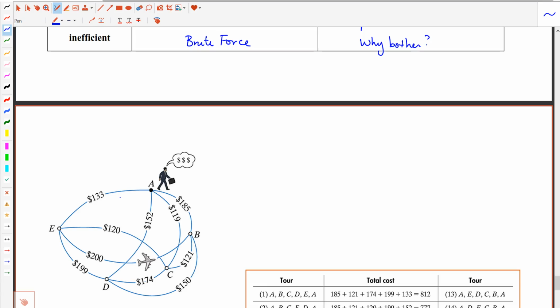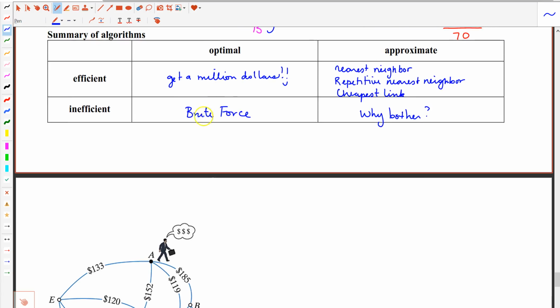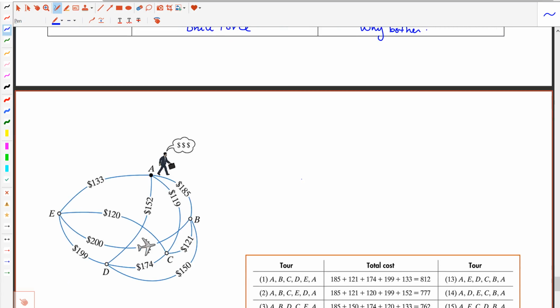Okay, so we only covered 3 algorithms, now technically 4: 3 approximate and 1 optimal but inefficient algorithm. But there are even other ones than that, and obviously all of the other ones fall into this category up here, where you can get through them rather quickly, but you're only guaranteed to get the approximate solution. Now for this one, what if we were to solve this using cheapest link?